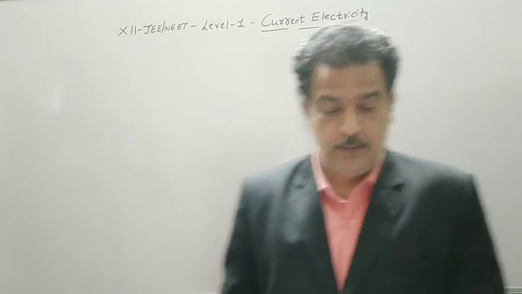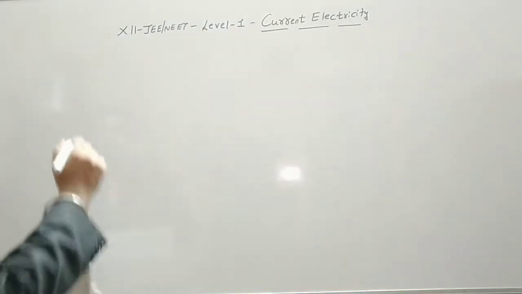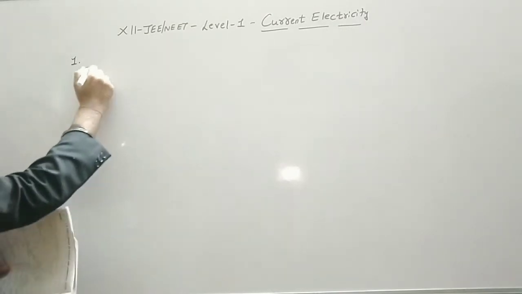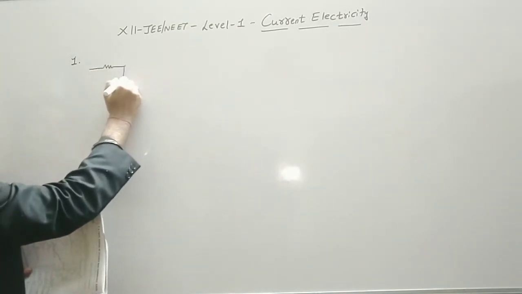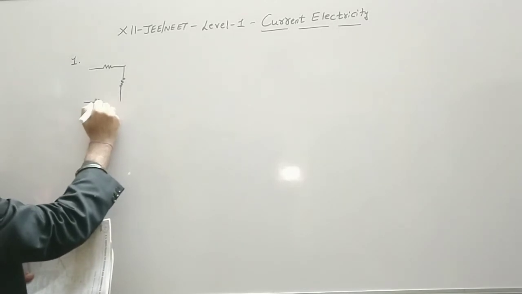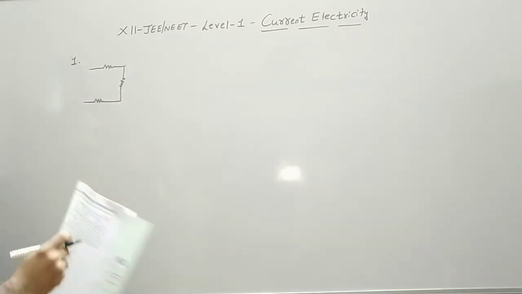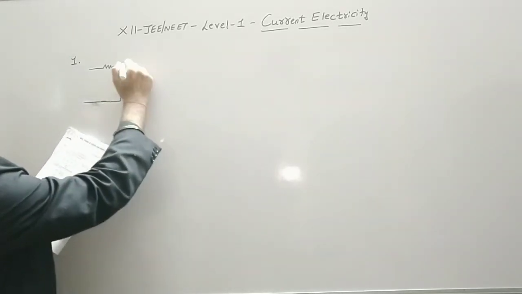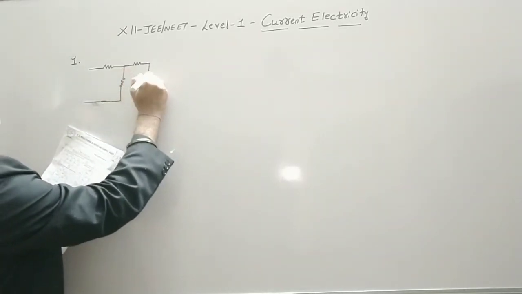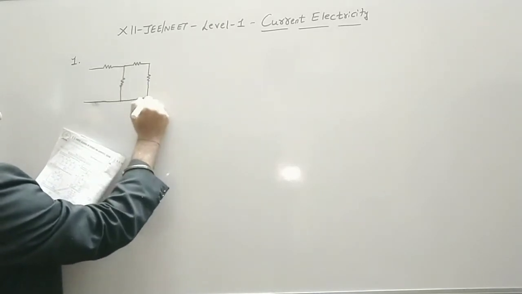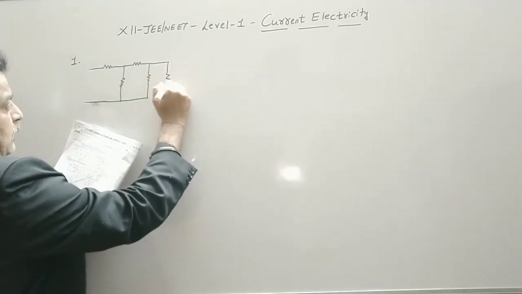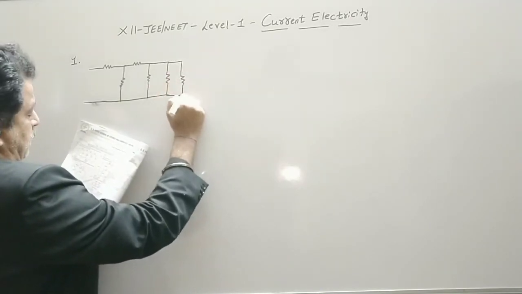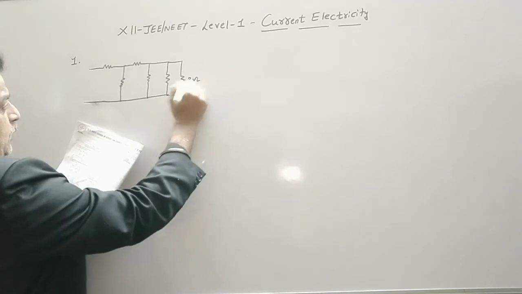Question number 1. A circuit is given where a number of resistances are connected in different combinations as shown in the figure. So this is the question.